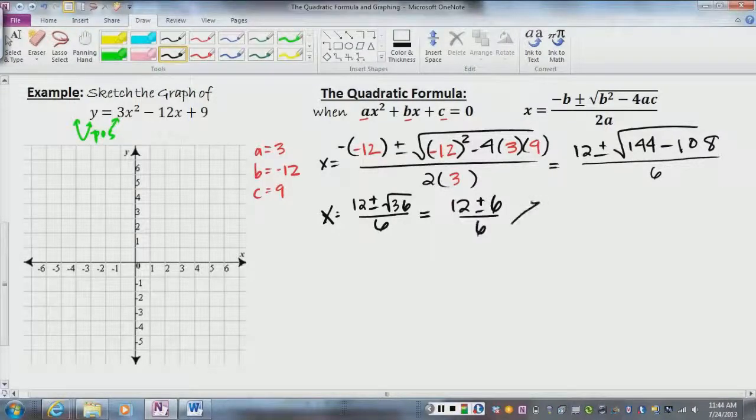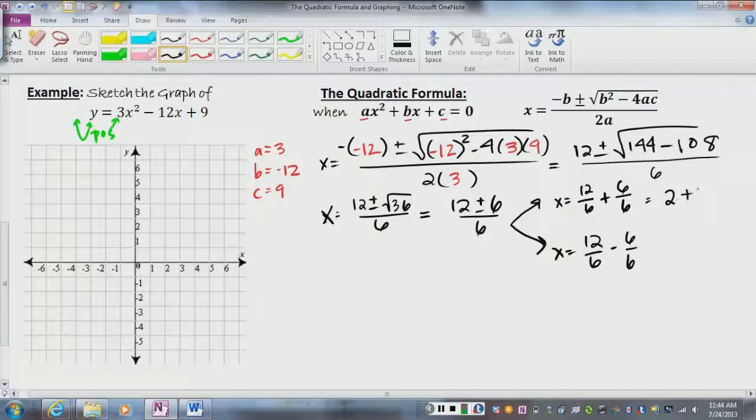At this point, I'm going to break this up into two equations. This is going to be x equals 12 over 6 plus 6 over 6, and x equals 12 over 6 minus 6 over 6, which is 2 plus 1 or 2 minus 1.